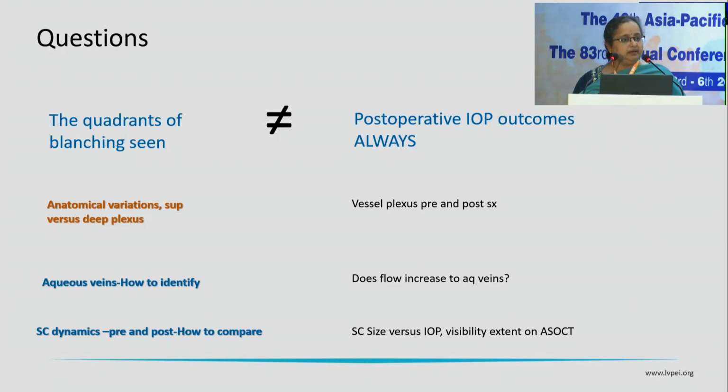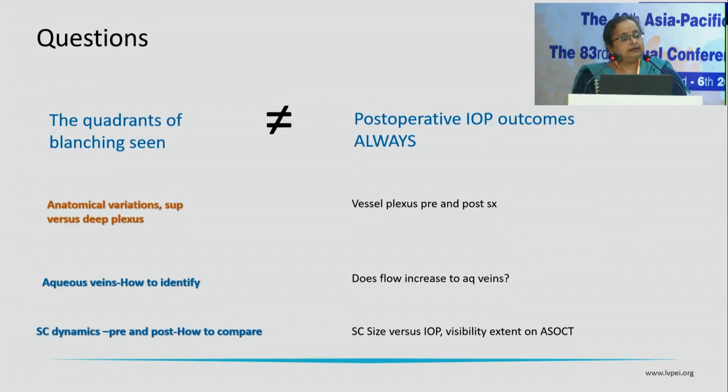The anatomical variations, both in the superficial and deep plexus, are huge from individual to individual, and these probably account for the lack of a generalized algorithm. We yet do not know how to identify the aqueous veins. If we knew that, then possibly we could maximally optimize our site of MIGS.